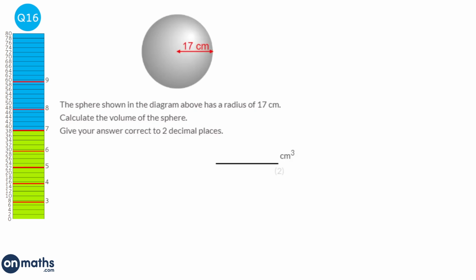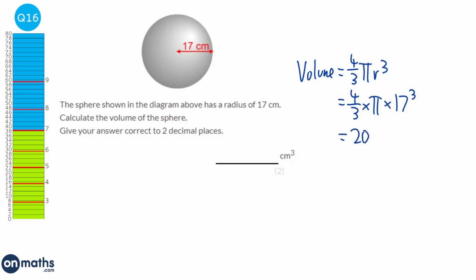The formula for the volume of a sphere is 4/3 pi r cubed. So we're going to do 4/3 times pi times the radius cubed, which is 17. And that gives us 20,579.526, blah, blah, blah. So to 2 decimal places, that would be 20,579.53.